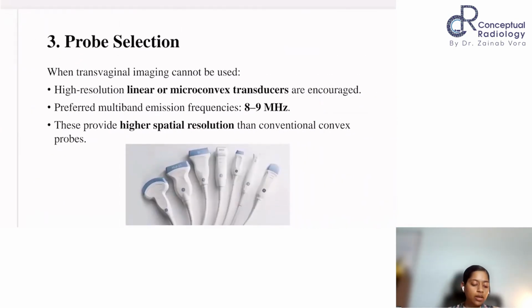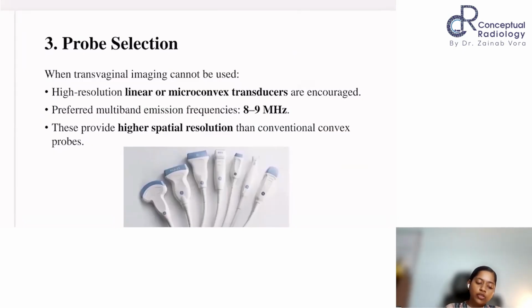If I'm doing a transabdominal scan, which probes should I select? High resolution, linear, preferably microconvex. Linear or microconvex transducers are encouraged. You should have a multi-band frequency, like 8 to 9 hertz. Why are we focusing on the microconvex transducer? Because they offer high spatial resolution, the same advantage that you had with your TVS. So it is better to prefer these high-end transducers.